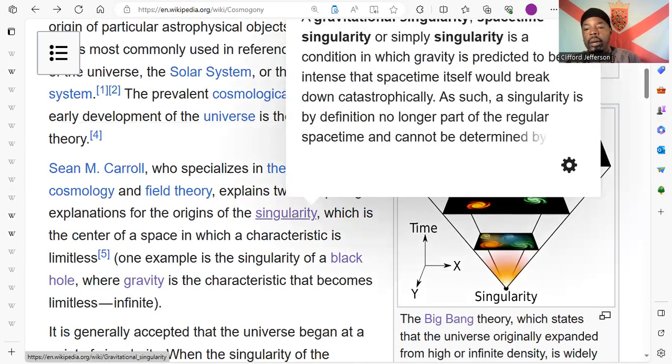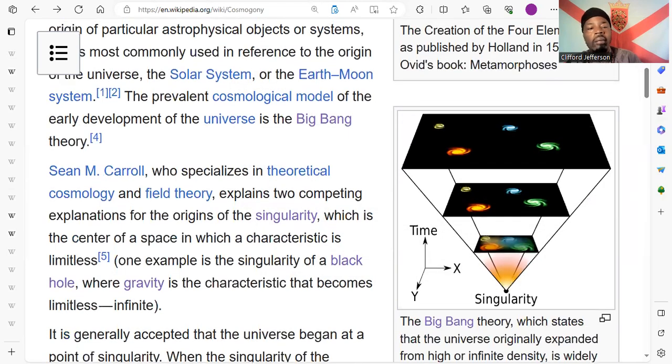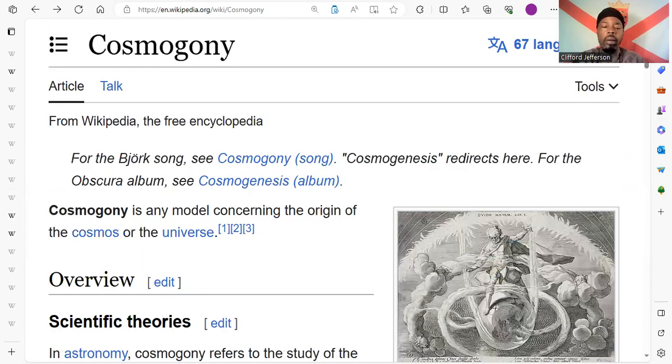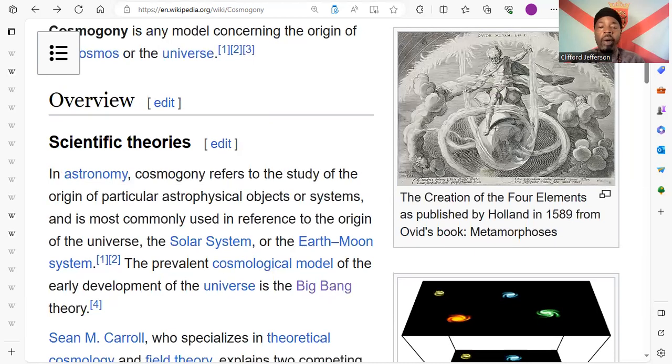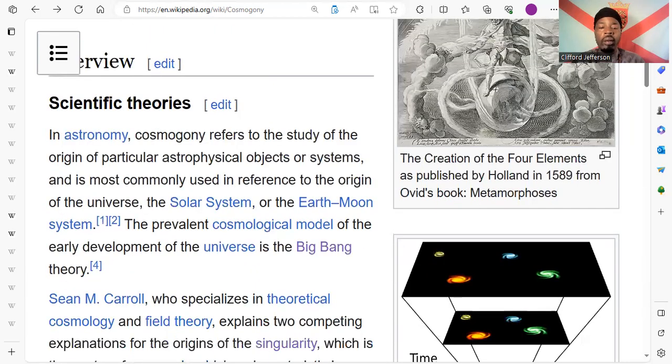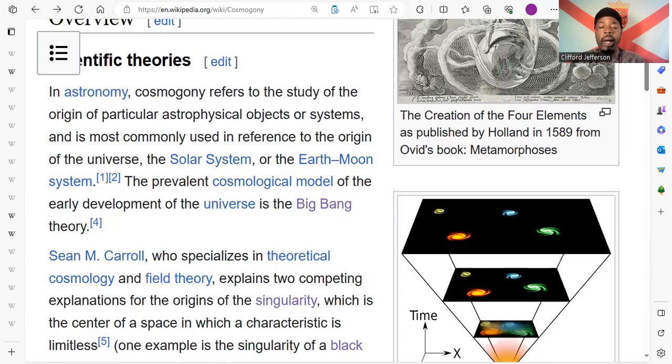All right. It says cosmology, cosmogony. In astronomy, cosmology refers to the study of the origin of particular astrophysical objects or systems, and is most commonly used in reference to the origin of the universe, the solar system, or the Earth's moon system. The prevalent cosmological model of the Earth's development and the universe is the Big Bang Theory.